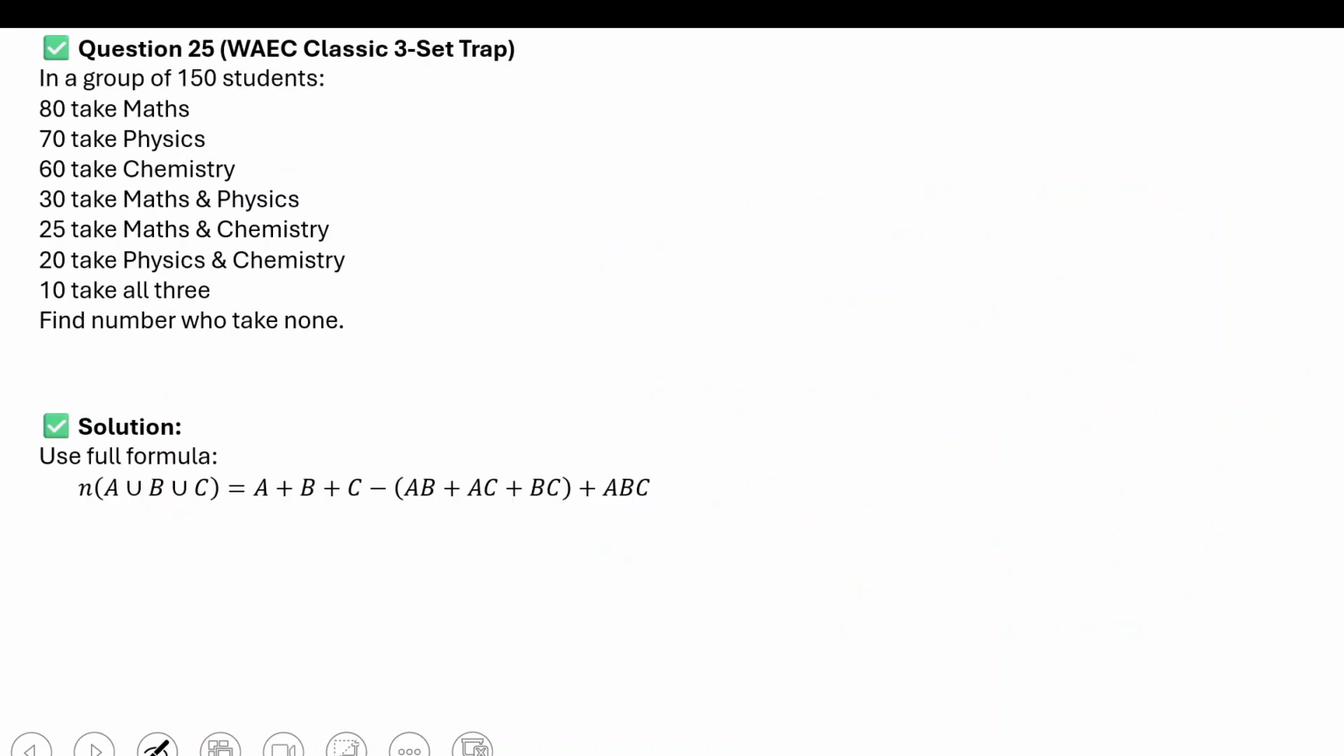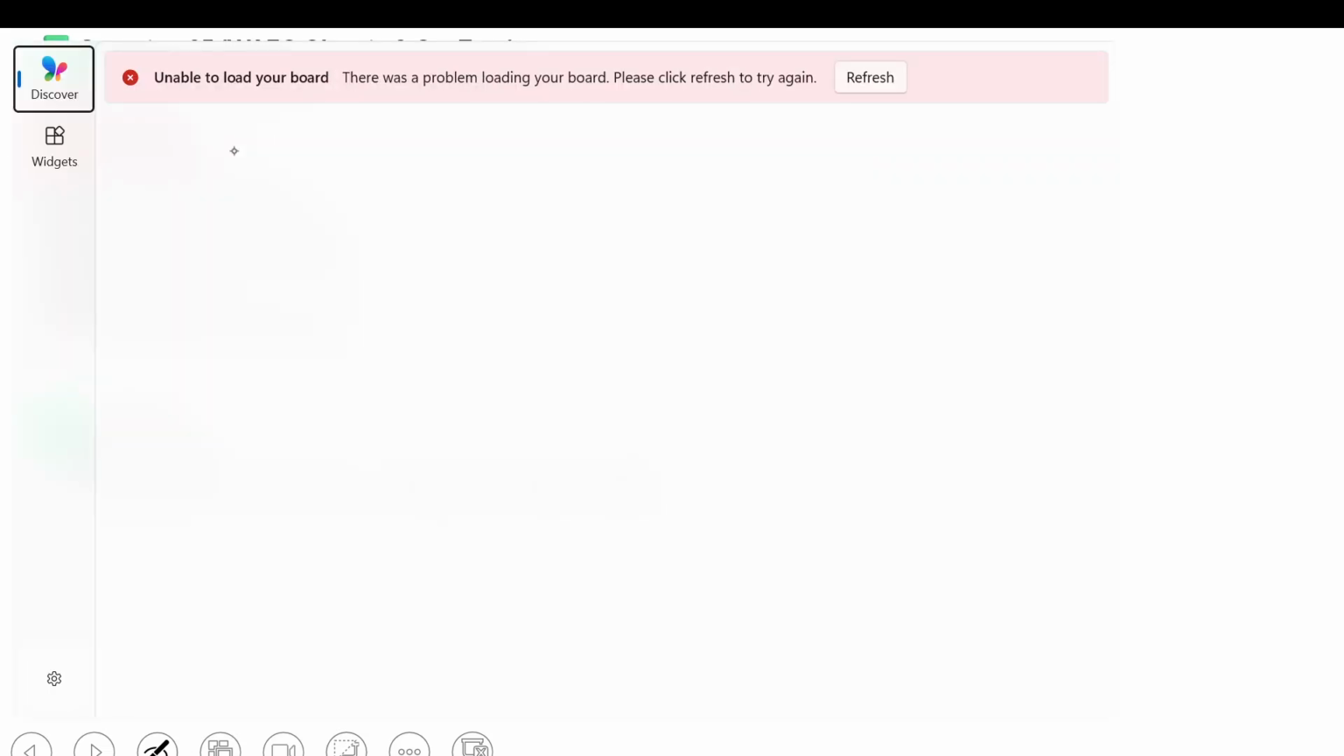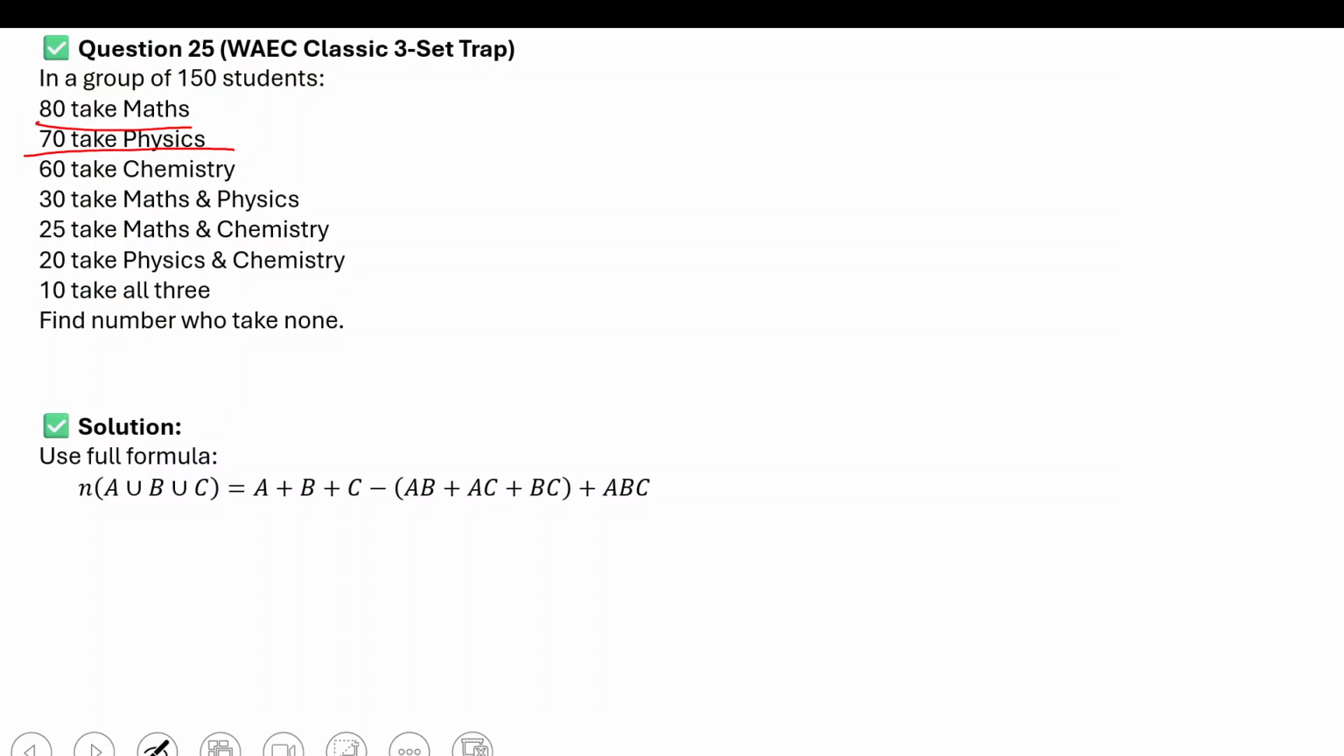Okay, 25. It says in a group of 150 students, 70 take physics, 60 take chemistry, 30 take maths and physics, 25 take maths and chemistry, 20 take physics and chemistry, 10 take all three. Find the number who take none. Who take none. So this is the formula.